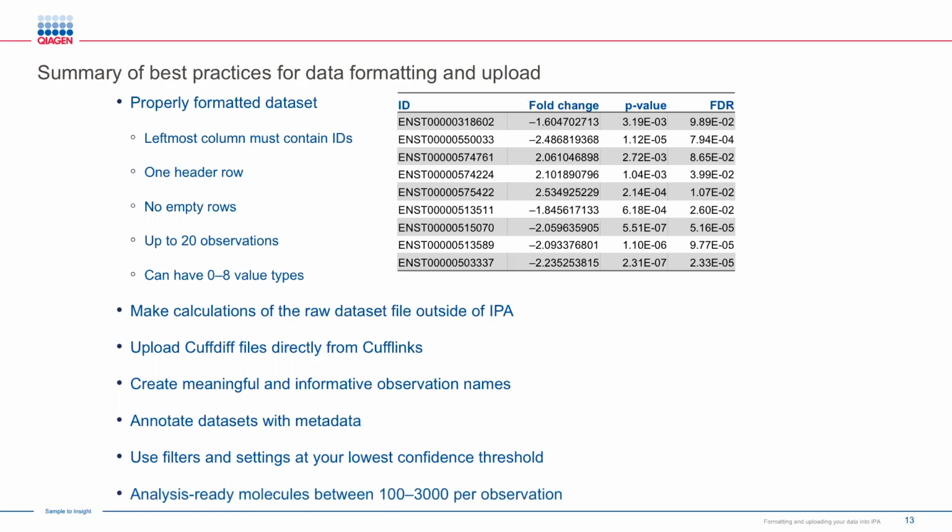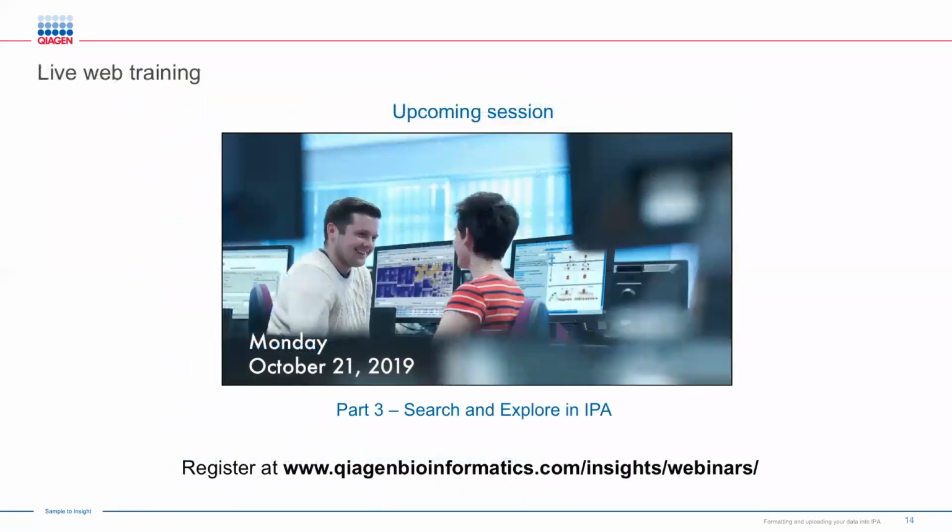So again, we recommend that per observation, you have about 100 to 3,000 molecules. If it's much larger than those values, then you're essentially asking IPA, well, what does the genome do? What does the proteome do? Instead of focusing on your specific question in your study. So I hope that you have a better understanding of how to format your data and upload it into IPA.